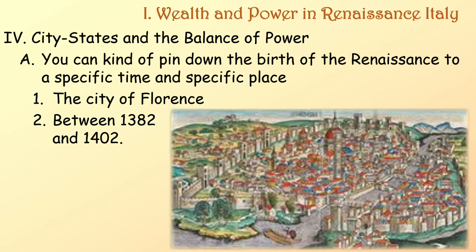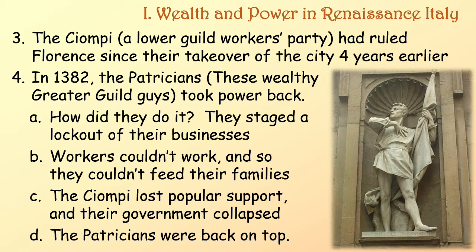City-states and the balance of power. You can kind of pin down the birth of the Renaissance to a specific time and a specific place, and that is this: the city of Florence, sometime between 1382 and 1402. The Ciompi, that lower guild workers' party, had ruled Florence since their takeover of the city 4 years earlier. And in 1382, the patricians, and the patricians are these wealthy greater guild guys, took power back. How did they do it? How did they get rid of the Ciompi?